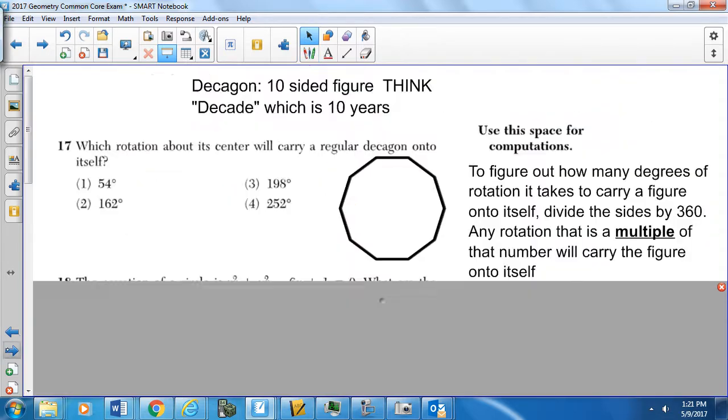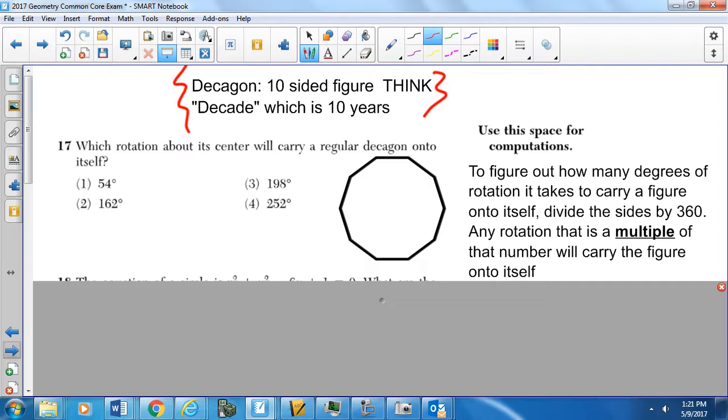All right, but on 17, a decagon. I want you to write this down. Decagon is a 10-sided figure. You have to know that in order to do this problem. And think decade. Decade is 10 years. All right? So think about that.